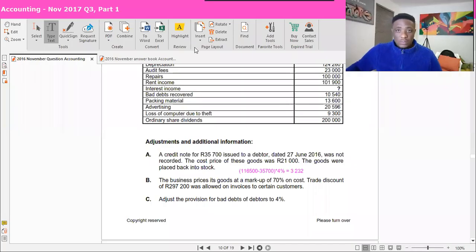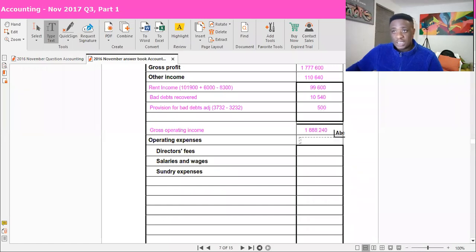Hey guys, welcome again. We're still doing the income statement. We have just completed the gross operating income and now we're moving into operating expenses.